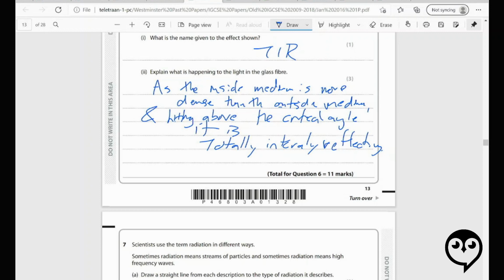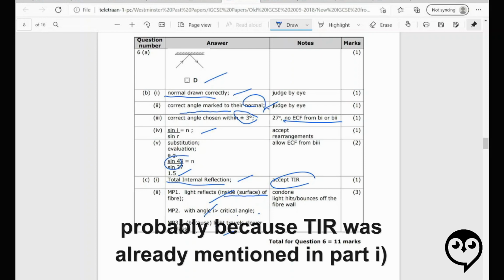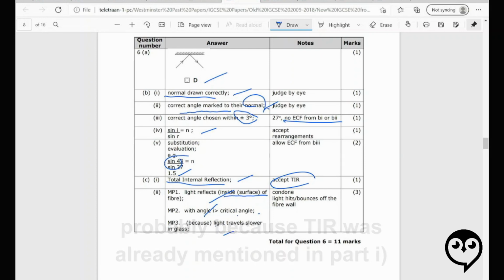So we were talking about total internal reflection in part I, and then for part II I just assumed, okay, explain what's happening to the light in the glass fiber. So I thought, explain the process of total internal reflection. And it seems they're going for something much more basic. What's happening to the light in the glass fiber? You've got to answer quite literally what they're asking. So what's happening to the light? So that's why they've gone for that in their mark scheme.